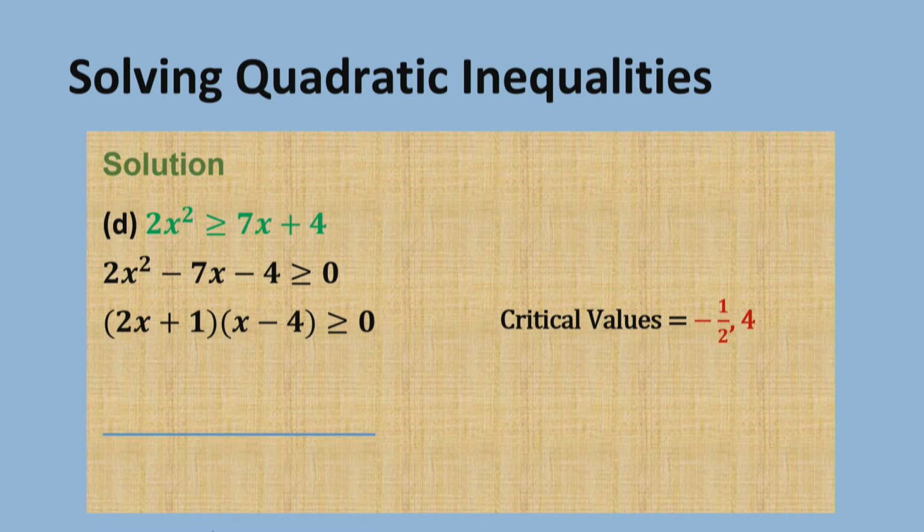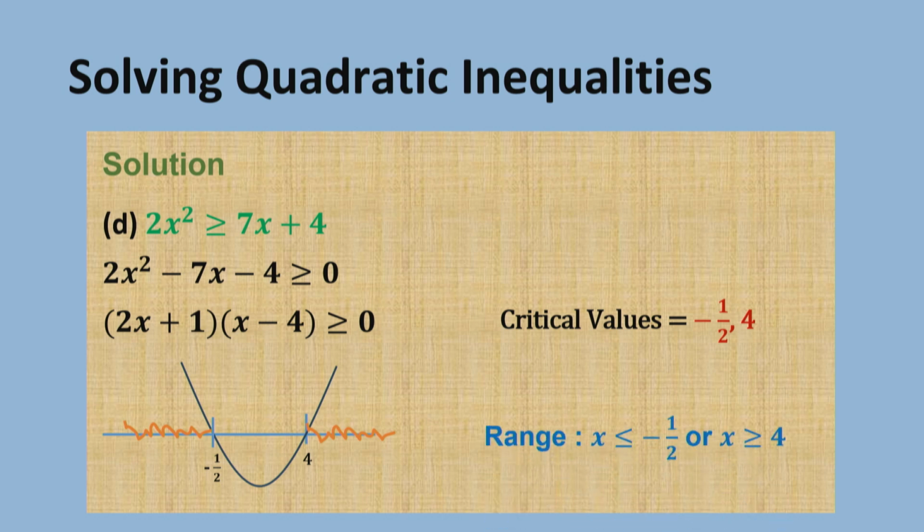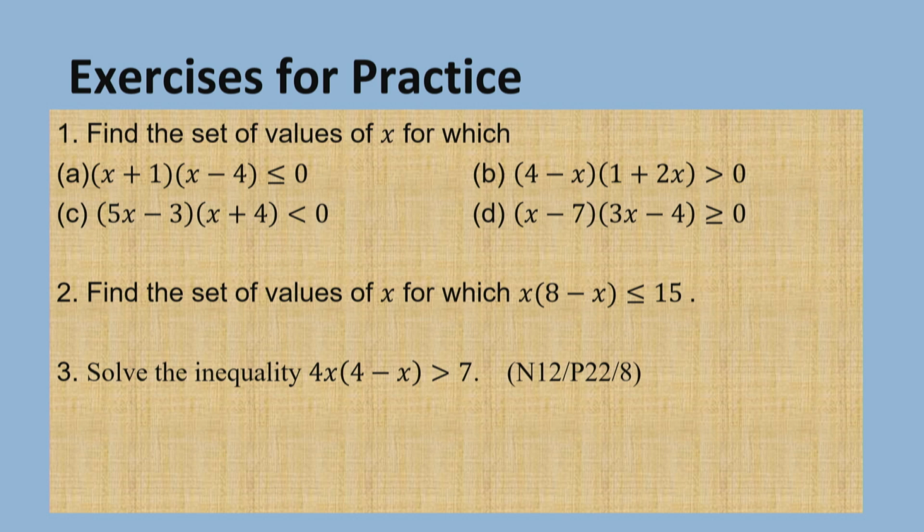And then number line. So minus half and 4. Minimum or maximum? It is a minimum, that's right. And which region are we going to take? Well, it is greater or equal to 0, so we are going to take the region where the curve is above the line. So the range will be x less than or equal to minus half or x greater or equal to 4.